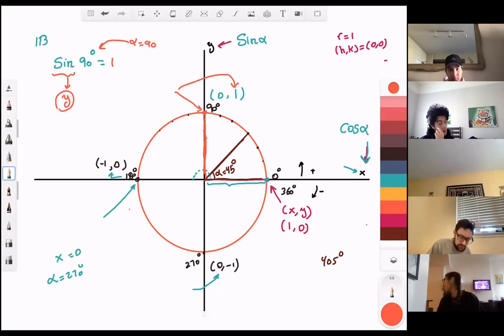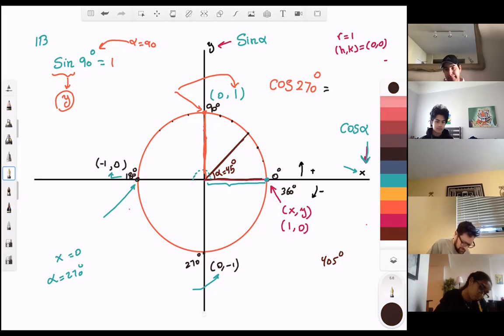What is cosine of 270 degrees, Elizabeth? Let's challenge you, as you challenged me early in the morning. What is cosine of 270?